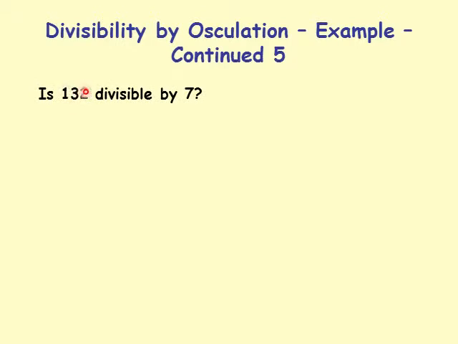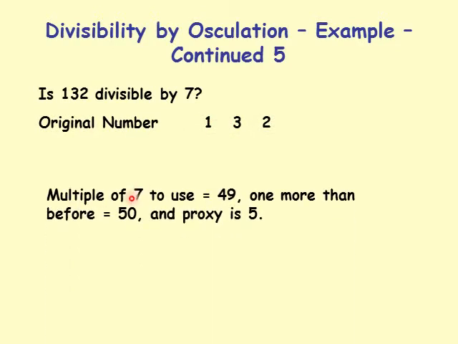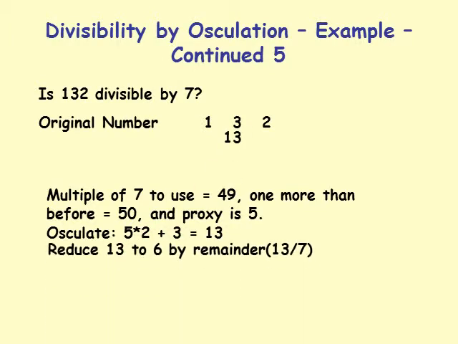Do the division now. Is 132 divisible by 7? Let's do the osculation process again. The original number is 132. The multiple of 7 to use is 49, since 7 times 7 is 49. We use a multiple that ends in 9. One more than that is 50, and the proxy we will use is 5 for multiplying by 50. So the osculation is 5 times the right digit plus the left digit: 5 times 2 plus 3, which is 13. 13 is larger than 7, so I'm going to subtract 7 from it and make it a 6.